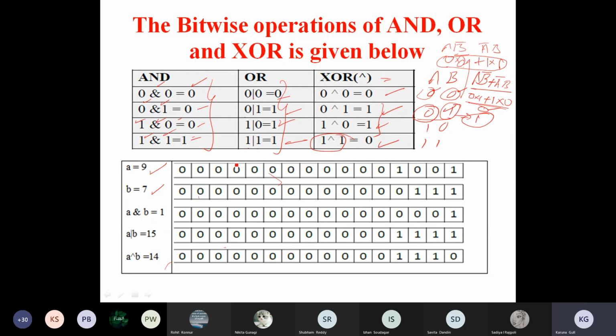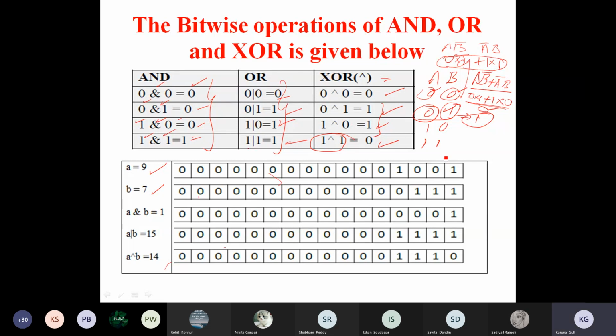Now, how many digits have I taken? Too many digits to display this. It is left to people because it purely depends on the system. 1, 2, 3, 4, 5, 6, 7, 8, 9, 10, 11, 12, 13, 14, 15, 16. It's a 2-byte number that I have displayed here. It purely depends on the compiler, because we know that an integer is of 2 bytes.